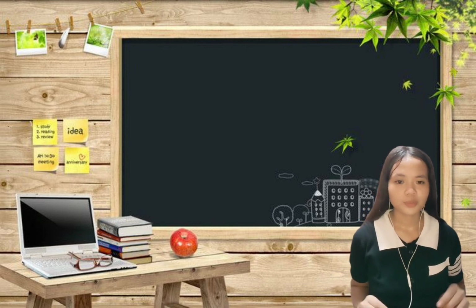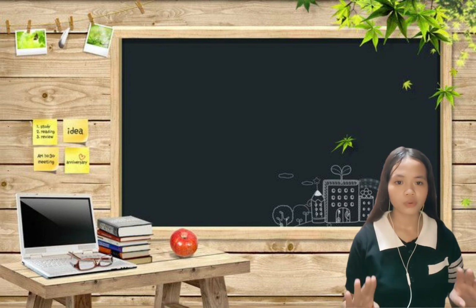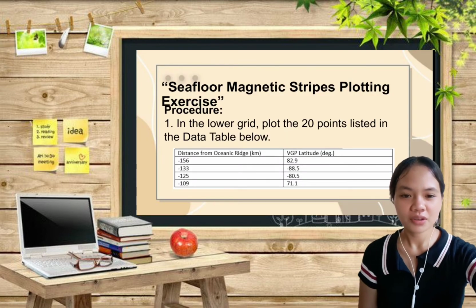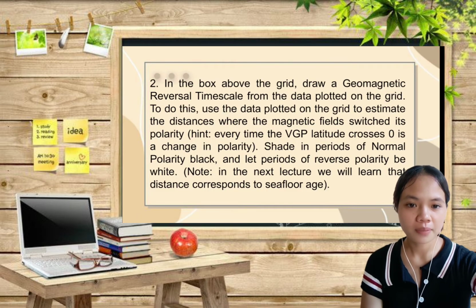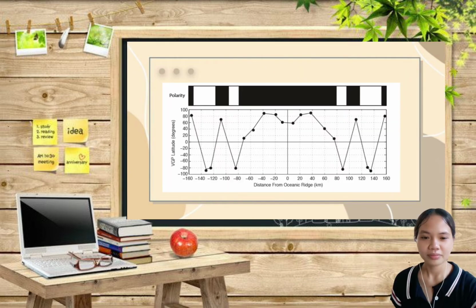So now, let's move on and explore the magnetic reversal. I want you to group yourselves into 4 and start counting from here to the back. You can now go and find your group mates, settle down, and then answer the activity entitled Seafloor Magnetic Stripe Plotting Exercises. Just follow the procedure. Make sure that everyone is participating. Brainstorm about the activity and answer the guide questions, and then assign one of your group mates to present your findings, observations, and answers to the guide questions. The finished activity would look like this.